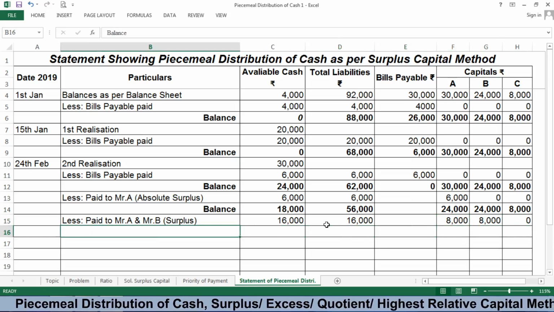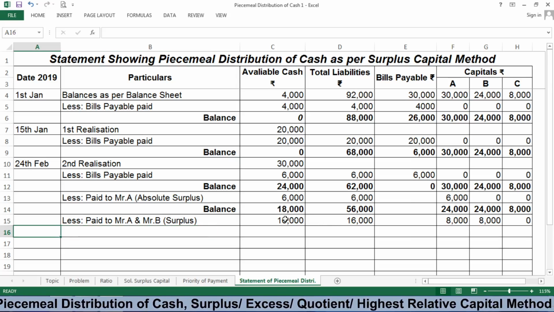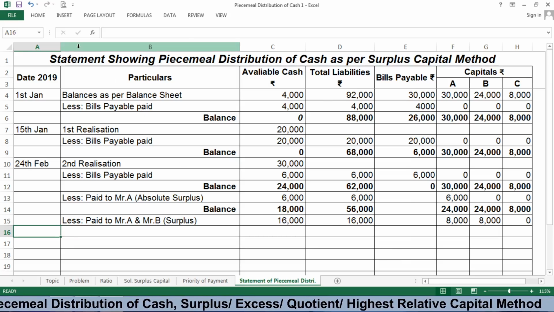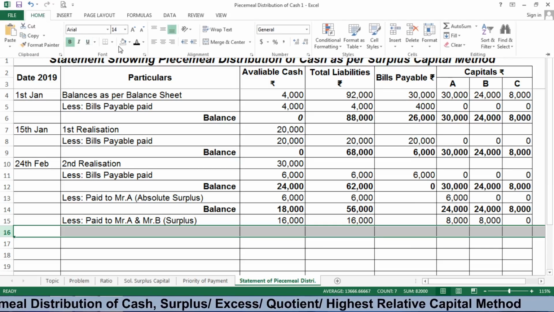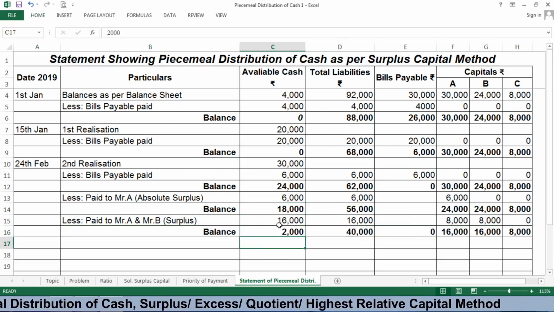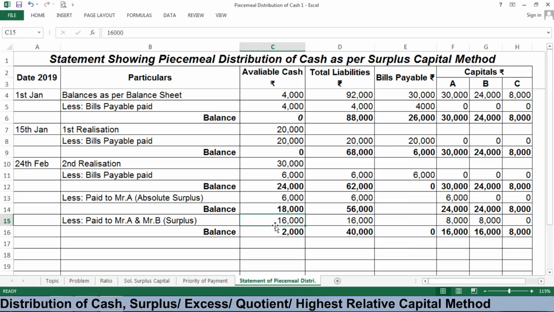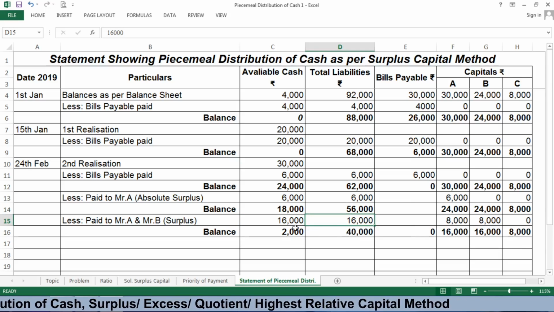Now we have 2,000 because 18,000 was in our hand. We paid 16,000. So our balance is 2,000. In the next step, we will calculate our balance. You can use your calculator, 18, or you can calculate manually 18,000 minus 16,000. Our cash balance is 2,000, while our liability was 56,000 and we paid 16,000, that is Mr. A and B, 88,000.